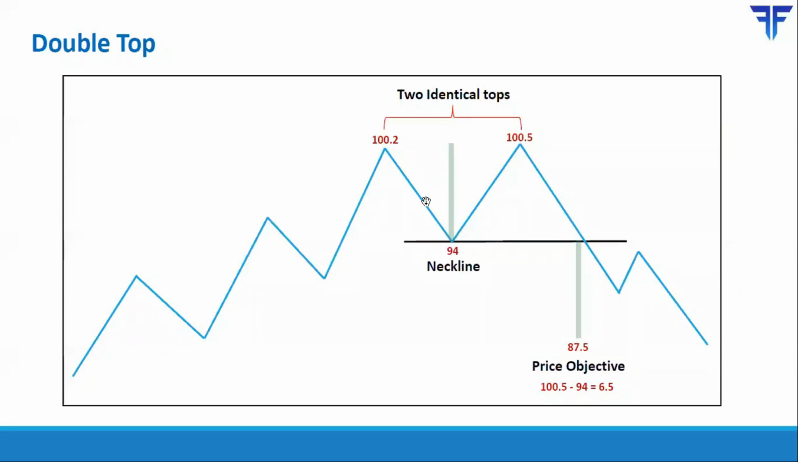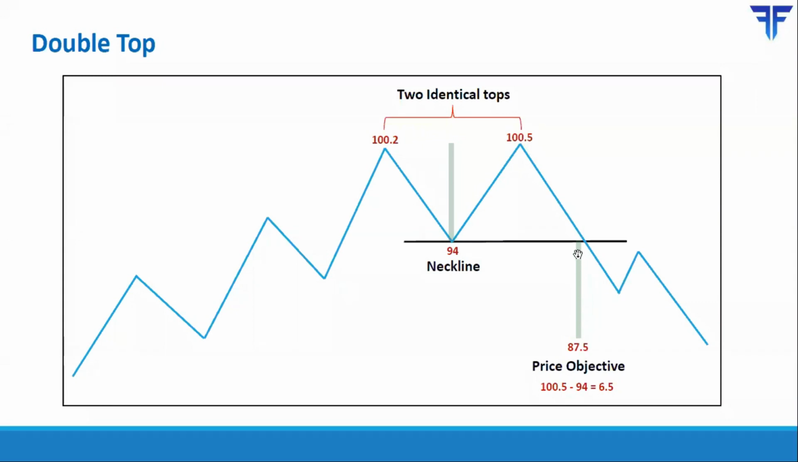It's very simple. What you do is you calculate the vertical distance between one of the two peaks and the intervening low. And that distance you subtract from that neckline or the intervening low. So for instance, the first peak was 100.2, the second peak was 100.5, and the neckline was 94. So what I'll do is I'll calculate the distance between 100.5 and 94, which is 6.5, and that 6.5 I'll subtract from the neckline of 94. So this will be the projection.